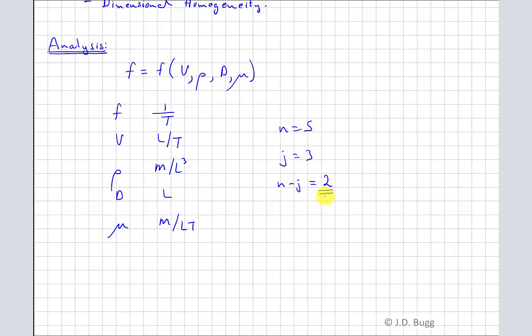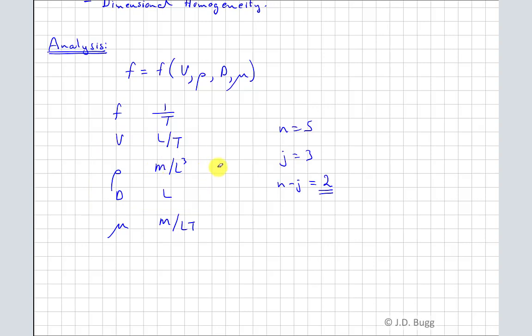So the next thing we do is select our repeating variables. Now we don't want to select the frequency for the repeating variable because we only want that to appear in one of the dimensionless groups. So we'll pick velocity, density, and diameter. So notice this group, if we choose those 3 variables, there's no way that we can form a dimensionless group with just those 3, because density is the only one that contains mass. So there's no possible combination of those where the mass would cancel out. So that's a valid choice for repeating variables.